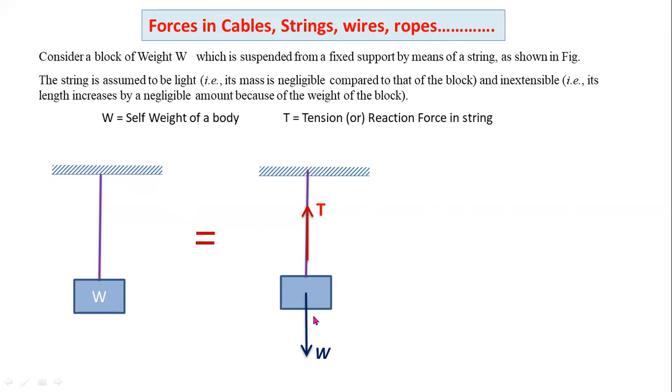Now you have to consider these two forces only. So W is in the downward direction and T is in the upward direction. So this is the free body diagram for this given diagram.